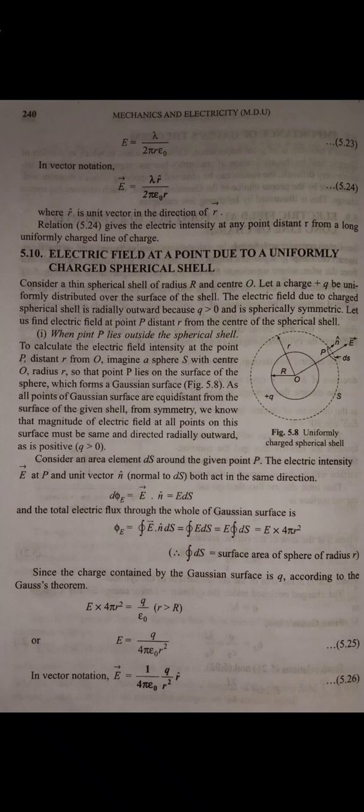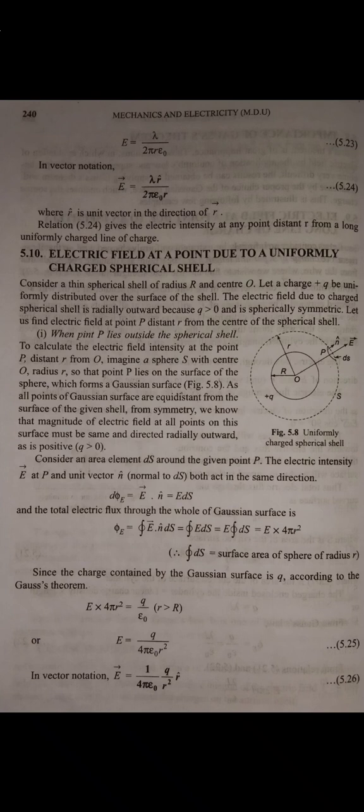Therefore, integral over the closed surface of ds is equal to the surface area of the sphere of radius r. Since the charge contained by the Gaussian surface is q, according to the Gauss theorem, E into 4 pi r square is equal to q upon epsilon naught, where small r is greater than capital R, or E is equal to q upon 4 pi epsilon naught r square. This is equation number 5.25.